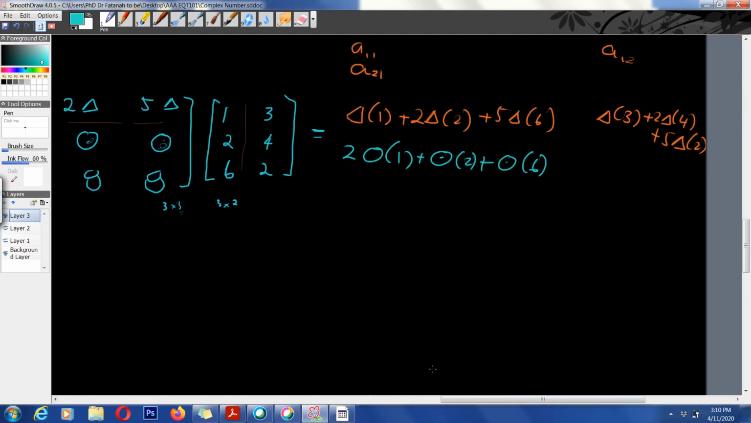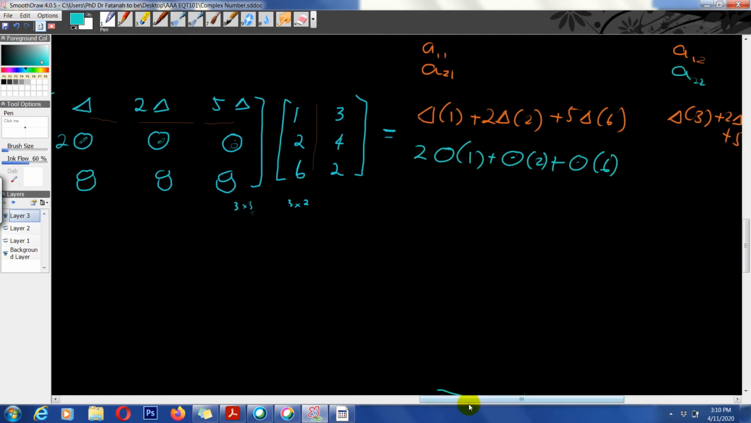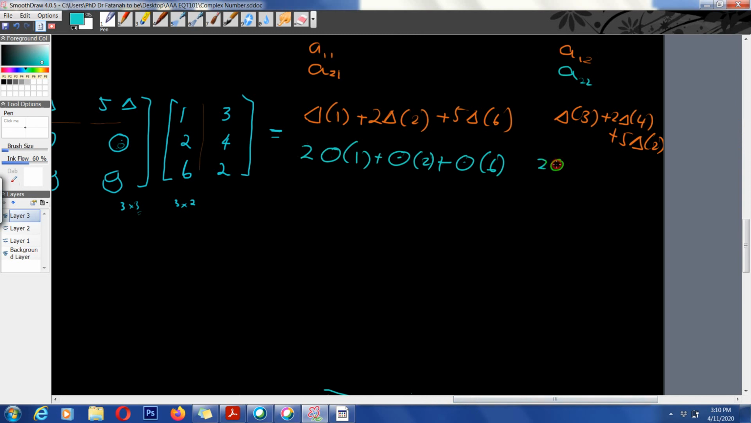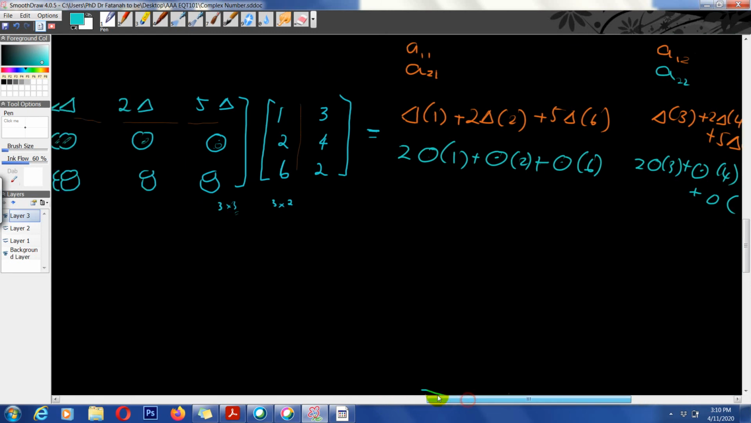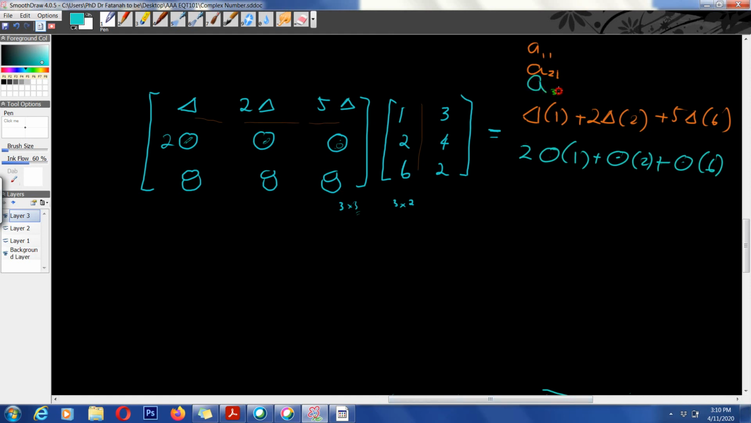Now we go to second row, second column. We have 2 donut times 3, and then we have a donut times 4, and then another donut times 2. Enough, finish for this row. Then last row, first column: third row and first column.